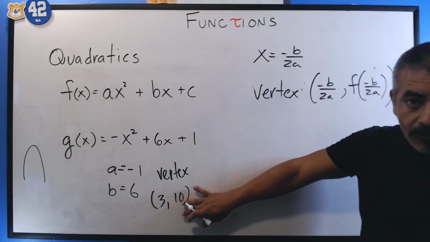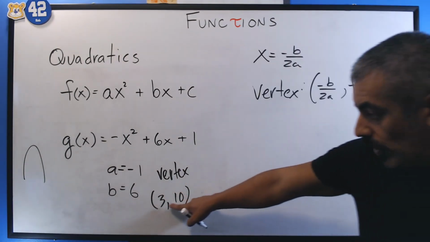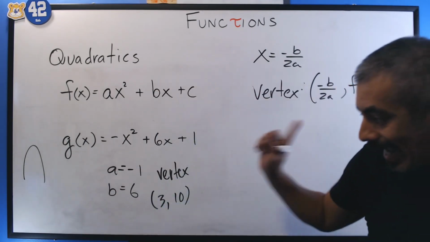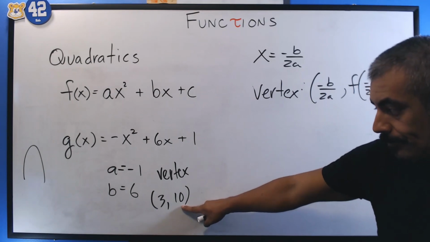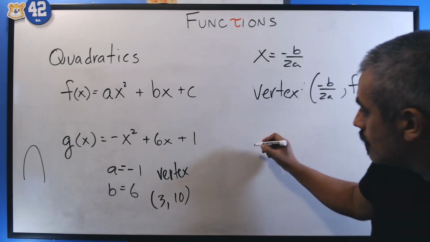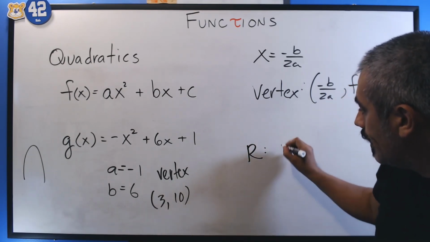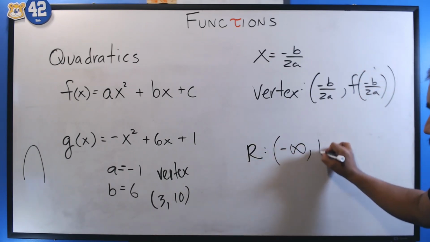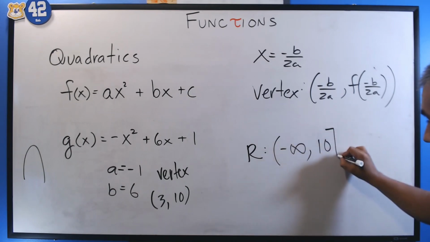And now that we have our vertex, we can make the following conclusion. Since our parabola opens up like this, that means the highest value is going to be a 10. So the range is going to be from negative infinity all the way to 10, including 10.